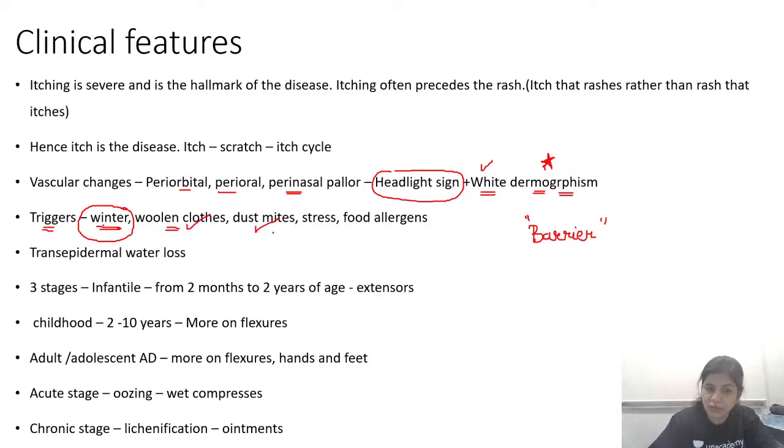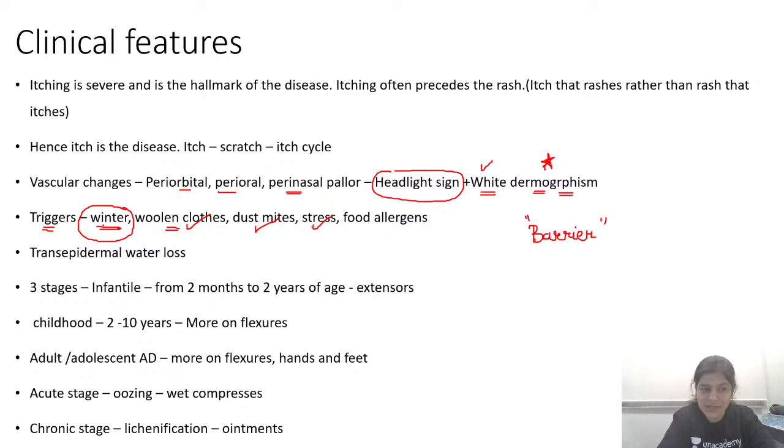Dust mites aggravate atopic dermatitis. Stress can also aggravate it, in either form. Especially in children, if they are very excited or very angry, if they have extremes of emotions, they are going to scratch themselves badly. Then there are food allergens which aggravate atopic dermatitis. So basically what happens in atopic dermatitis is there is transepidermal water loss. Transepidermal water loss happens because of the impaired barrier, and that eventuates into various inflammatory processes that happen in atopic dermatitis.